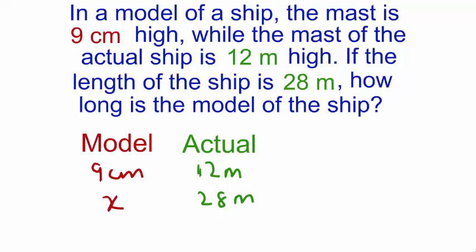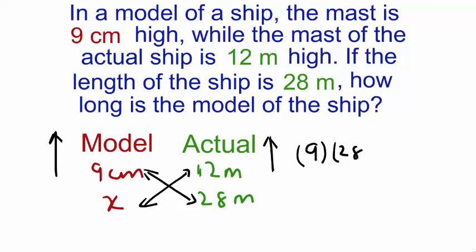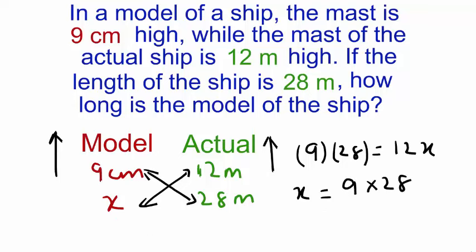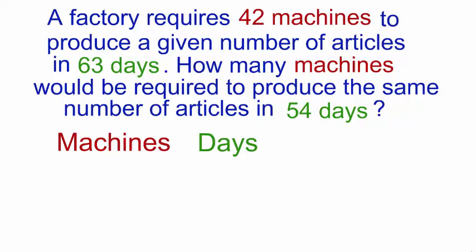Now, we know that when the length of the model increases, the actual length also increases. Therefore, this is direct variation. In direct variation, you will observe this x mark. So, we can say that 9 into 28 is equal to 12x, or x is equal to 9 into 28 by 12, which is nothing but 21 centimeters.